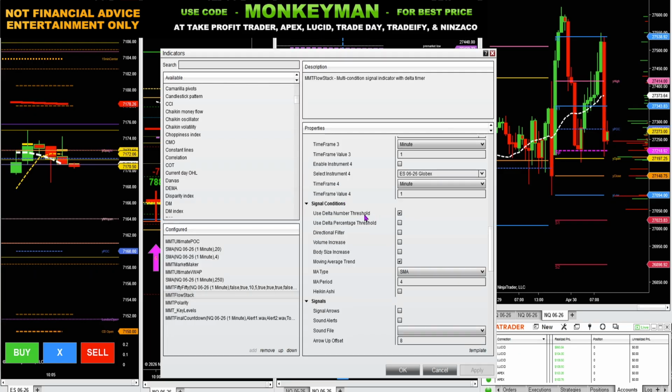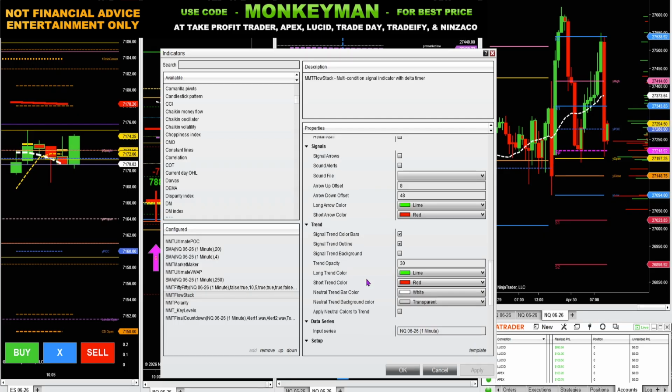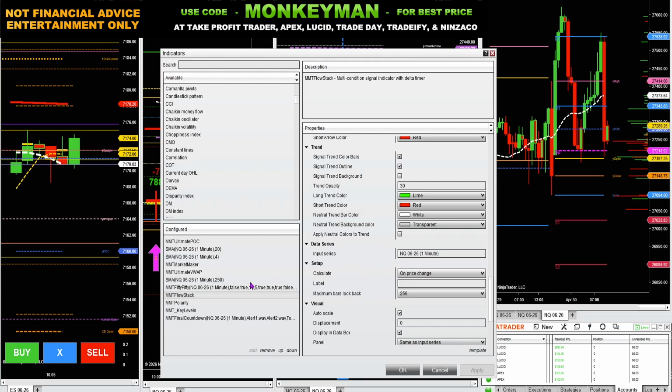So for the signal conditions, I'm using the delta number threshold and the moving average trend with a 4-period SMA. So both the NQ and the ES must have positive delta and be above the 4-period SMA, or negative delta and be below the 4-period SMA. And if that happens, I'm not printing signal arrows, but I am printing the trend bars. I've got the bars in the outline, so it's painting the candles green or red when all those conditions align.